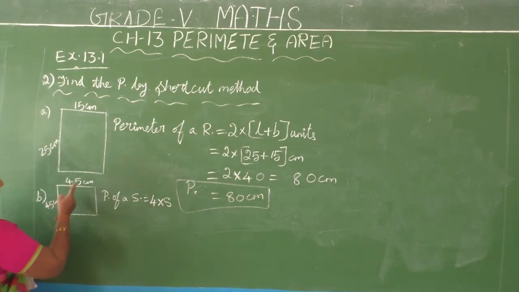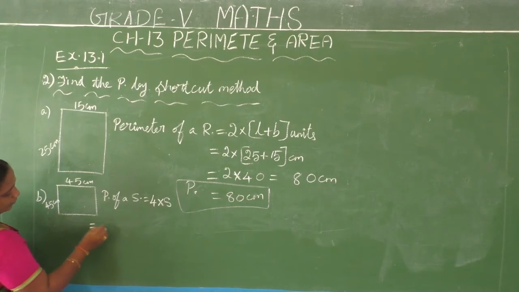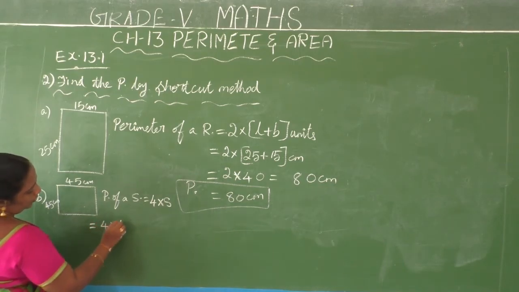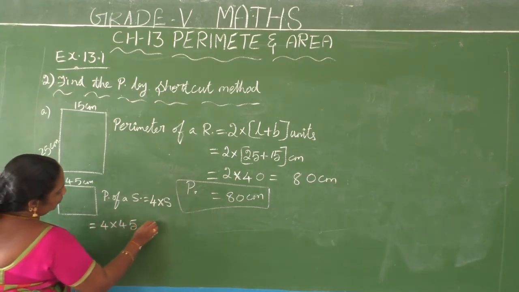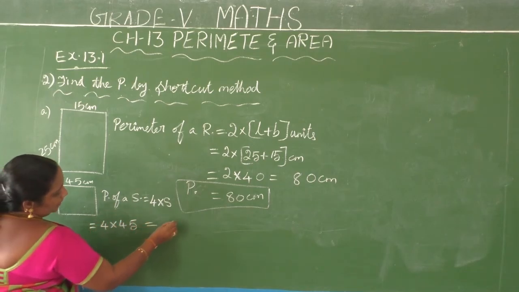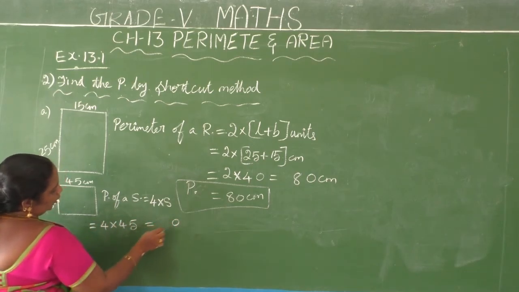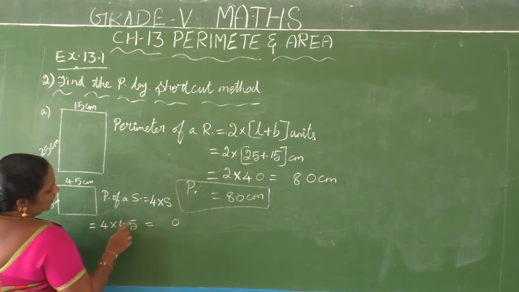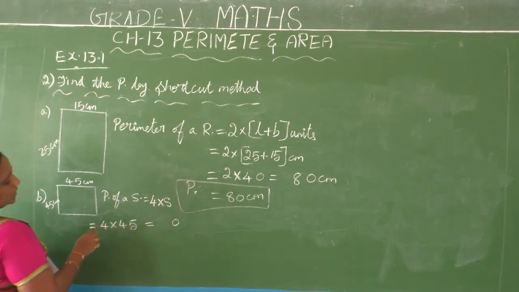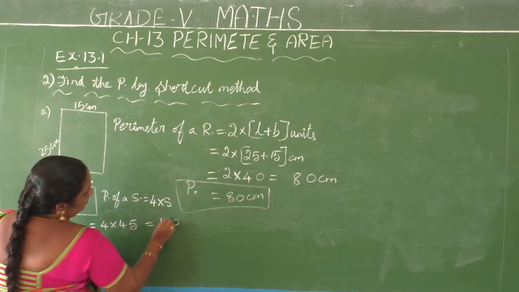So 4 into S. What side did they give? 45 centimeter. So 4 into 45, what will come? 4 5s are 20, 20 means 0, remaining 2. 4 4s are 16, 16 plus 2, 18.